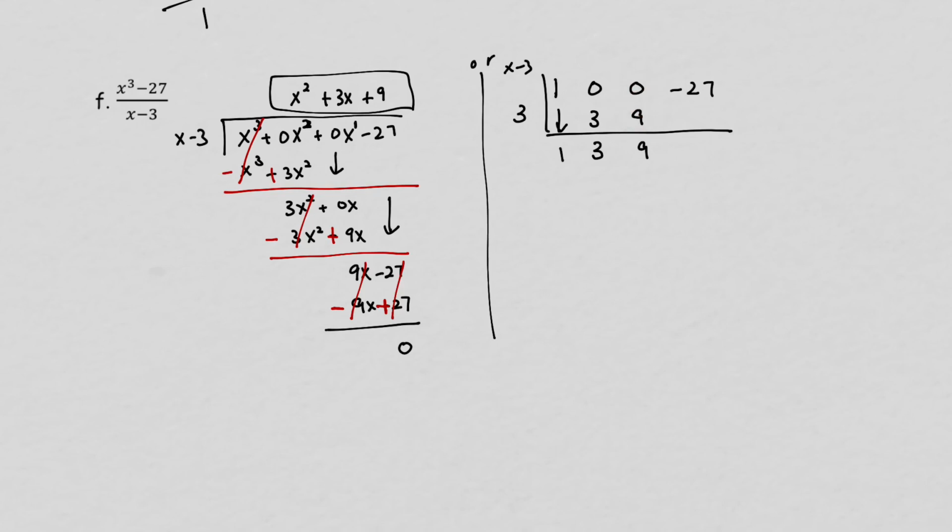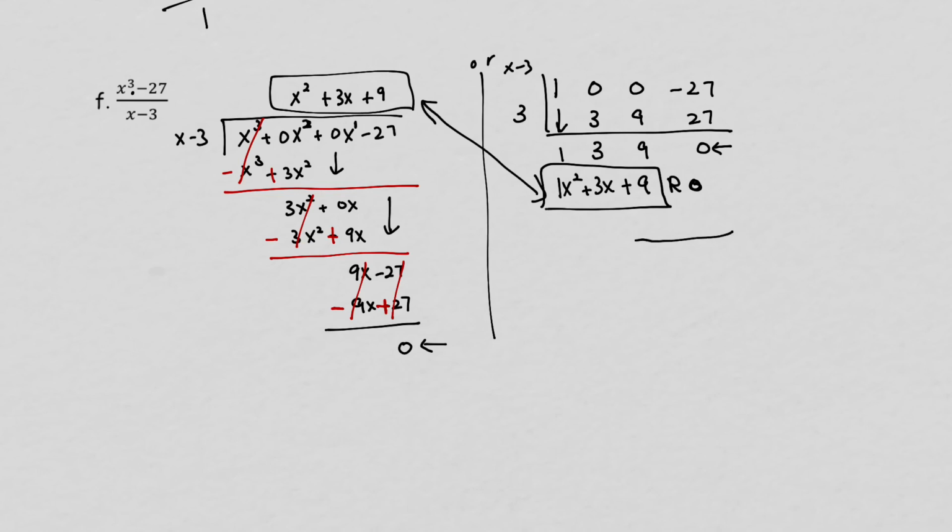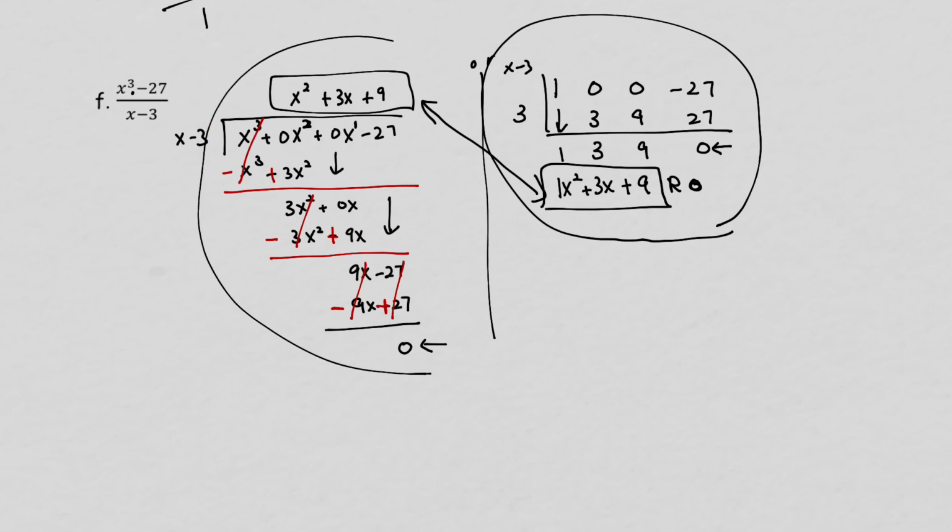3 times 9 is 27. Add these two numbers, you get 0. This means you have remainder 0, where you had remainder 0 in long division also. You started with a cube, so starting with a cube and dividing by linear, you have a quadratic remaining. So it'll be 1x squared plus 3x plus 9 with no remainder. And that's what you had right there. This is the same solution. So we call this the synthetic division method, and this is the long division method. Two different ways of solving the same problem.